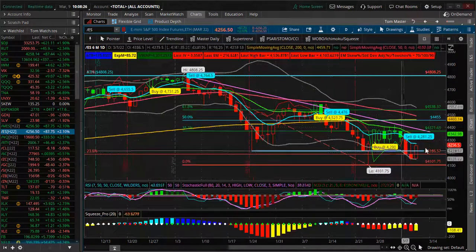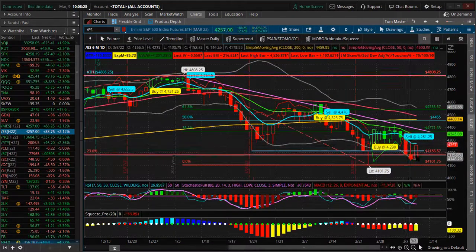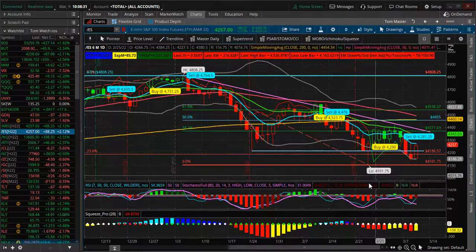ES on the SuperTrend here is red. It triggered red on Monday and remains red, has not changed at all.